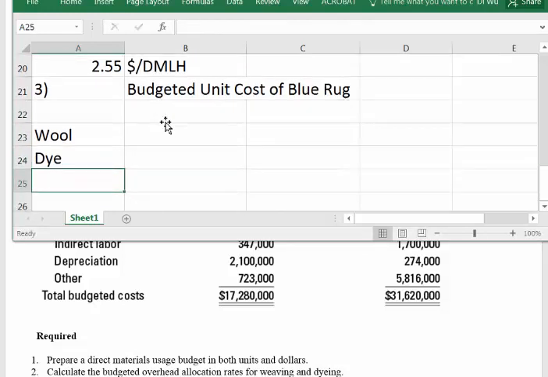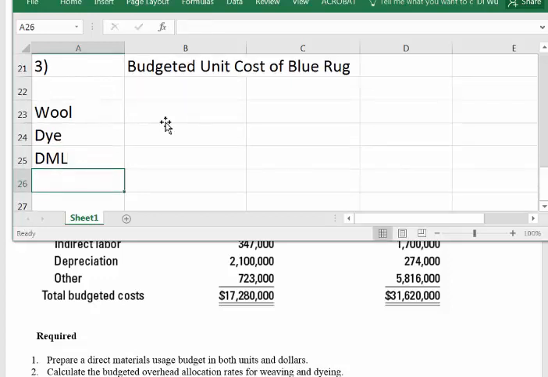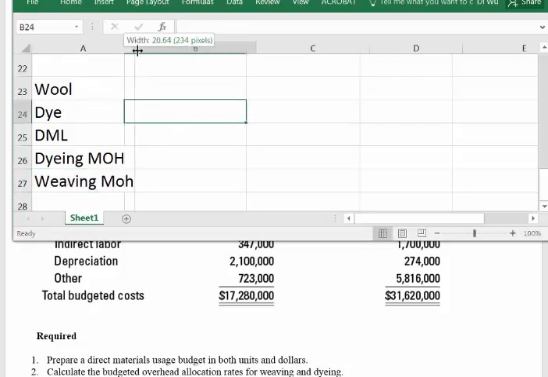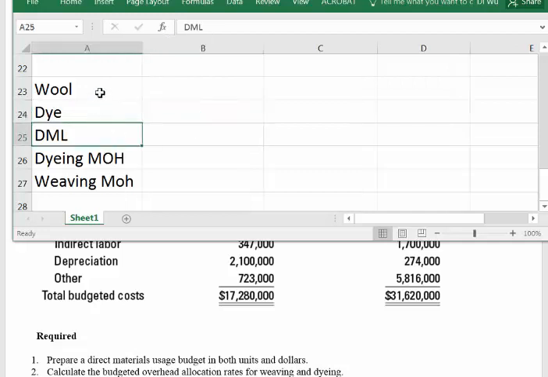Next, I will have direct manufacturing labor cost. Okay, labor cost. The next one is I will look at the dyeing manufacturing overhead cost, and also I have weaving manufacturing overhead cost. So you have actually all the elements ready. You have raw materials. The first two things are raw materials, wool and dye, and the manufacturing labor, second part, and the manufacturing overhead. There are two of them. Okay, two activities.